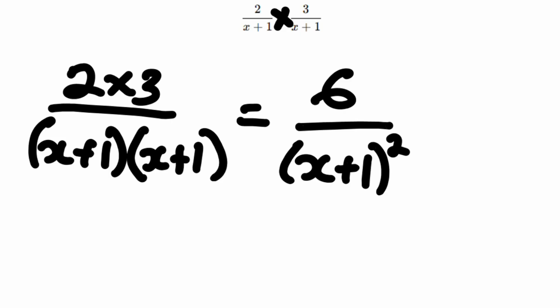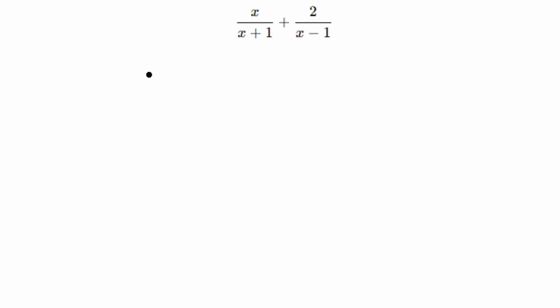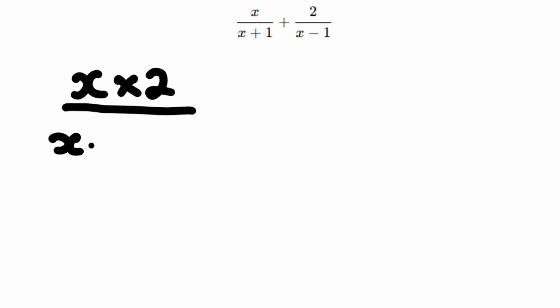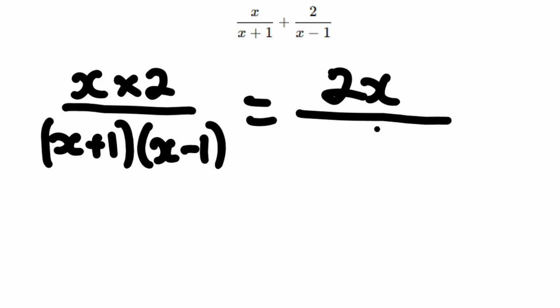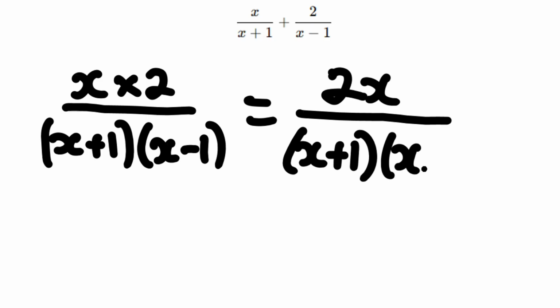Let's look at another example. This is the next example. Here the denominators are different. But basically, don't focus on the denominator being different or not. So the numerator is x times 2, all over x plus 1 multiplying x minus 1. So this will be equal to 2x in the numerator and x plus 1 multiplying x minus 1 in the denominator. This is the final answer for the multiplication.